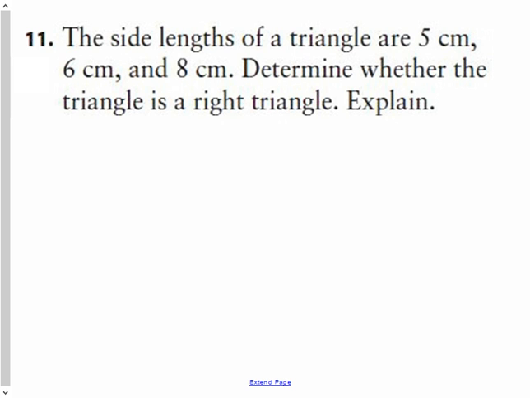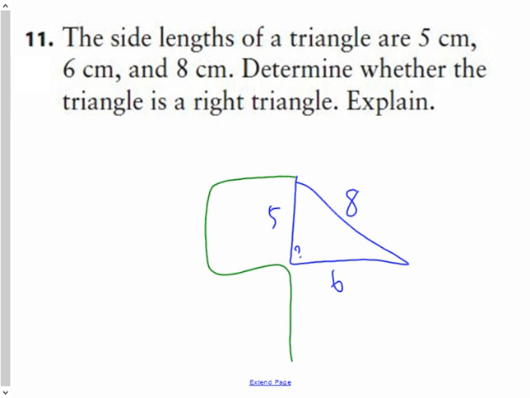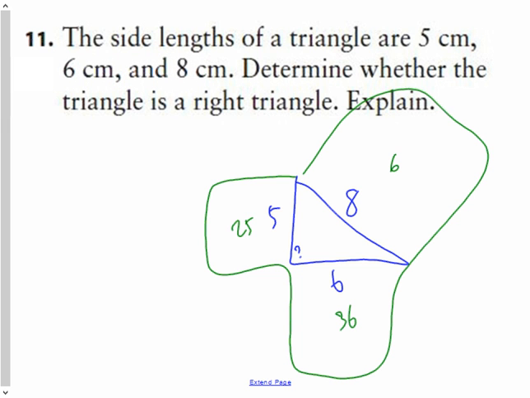Again, same thing with question 11. I'm going to draw my triangle. I'm going to place a question mark there. The longest is 8, so I'll put it where the hypotenuse would be if it's a right triangle. I'll put a 5 and a 6 here, and I'll determine whether or not this is a right triangle. Attach the squares to the sides. These are rounded squares. Put the areas of each square inside there. That's 25, that's 36, this is 64.